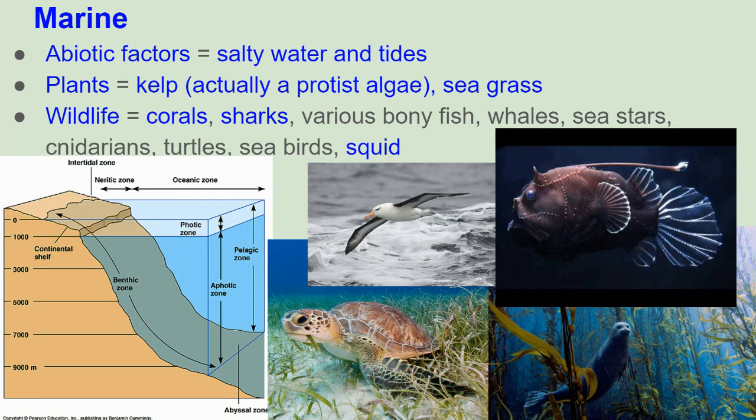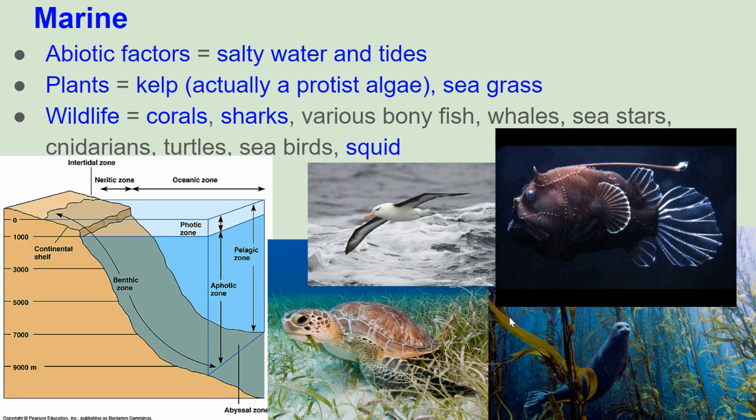And next up, we've got the marine biome. This is salty water. Something that separates the marine biome from our freshwater biome is that there are tides in the marine biome. The moon actually pulls on the water and causes tides. You've heard of high tide and low tide if you've gone to the beach. There are different types of plants here. They're adapted to living in the marine environment because of the salt.